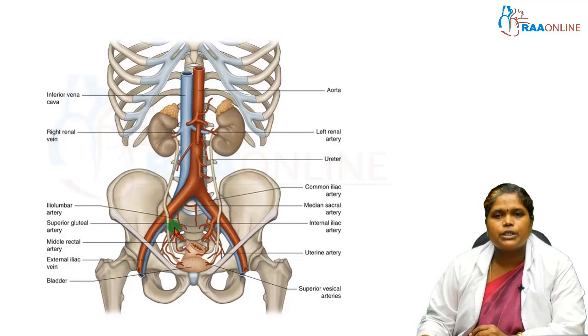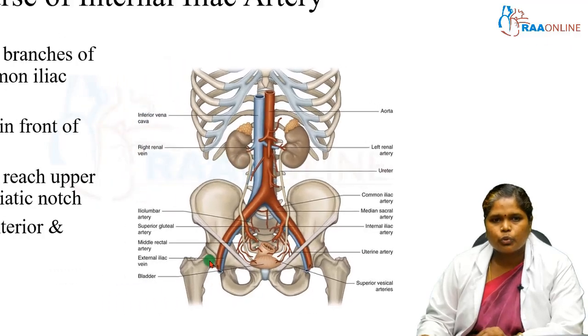Okay, so the termination of a common iliac artery happens in front of sacroiliac joint. So after the termination, the internal iliac artery runs downwards to reach the greater sciatic notch. So in the pelvis, if you recollect, we will have greater sciatic notch and lesser sciatic notch. So at the margin of greater sciatic notch, the internal iliac artery will be reaching, where it divides into two divisions. So it will divide into anterior division and posterior division. So this is about the origin.